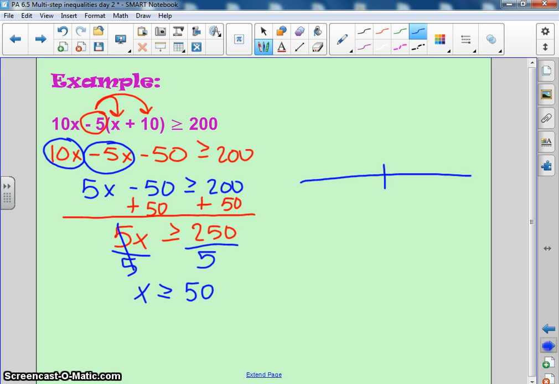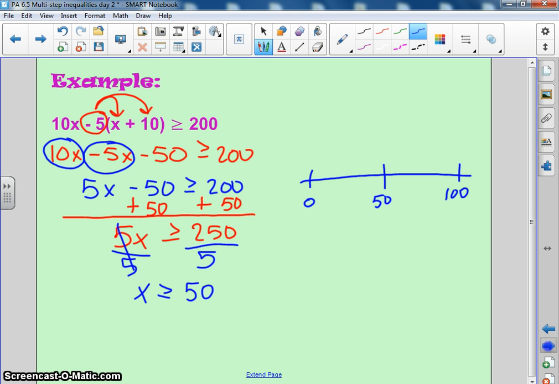So graph it. Put 50 in the middle. What can I put over on the left? I could put 49, right? Yeah. But what would be easier maybe? I'm going to put 0 over there. I'm going to put 100 over here. You could do any numbers you want to. I could do 51. I could do 25.